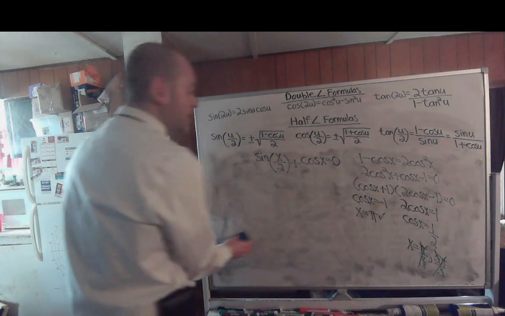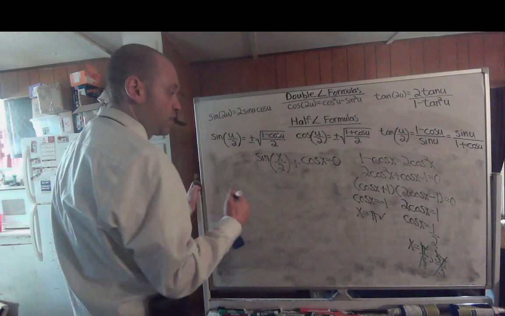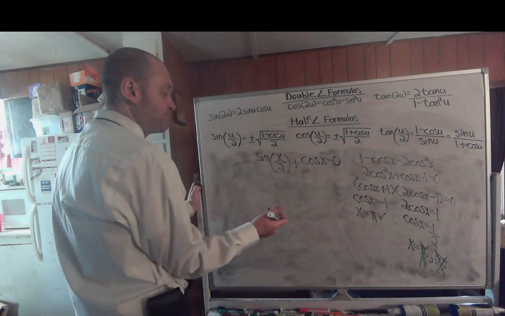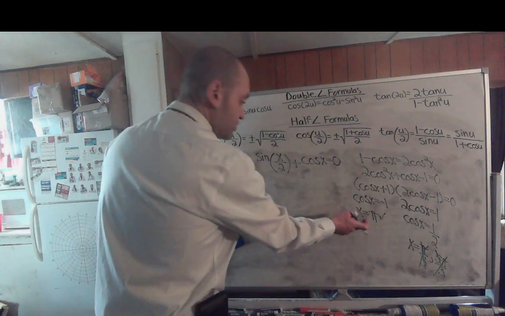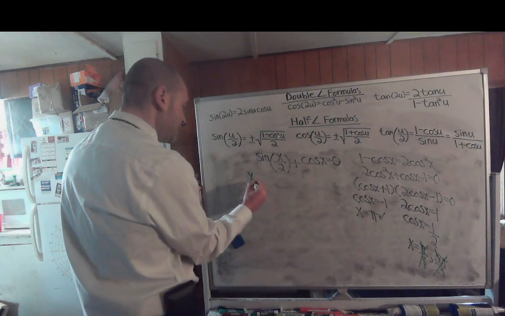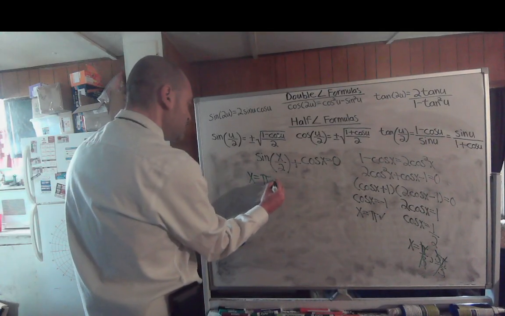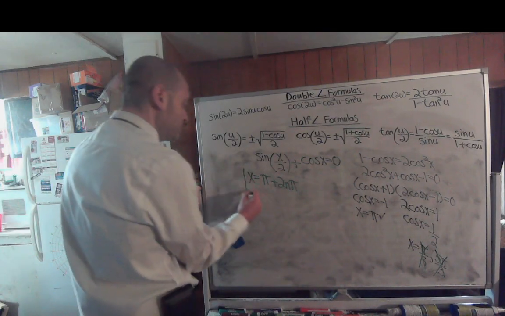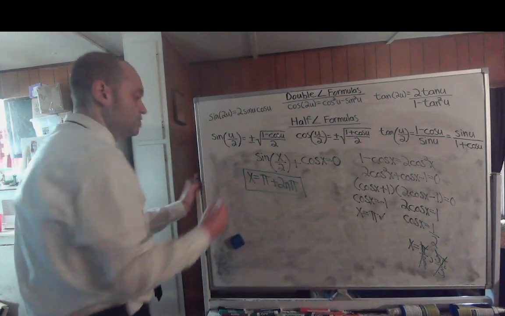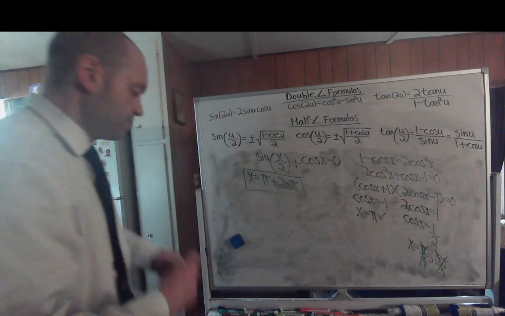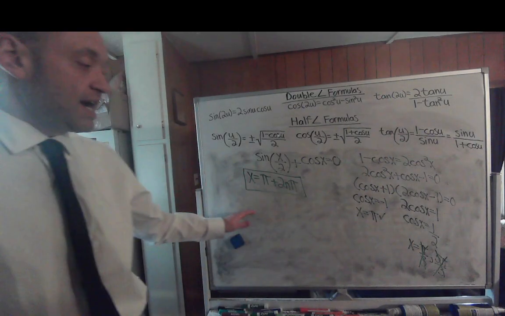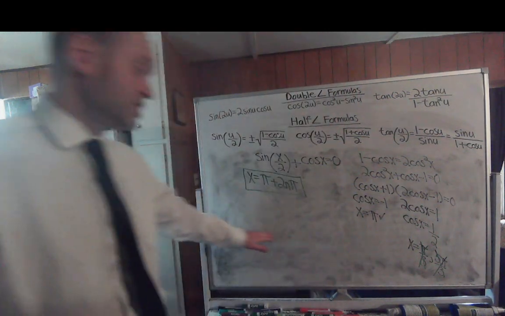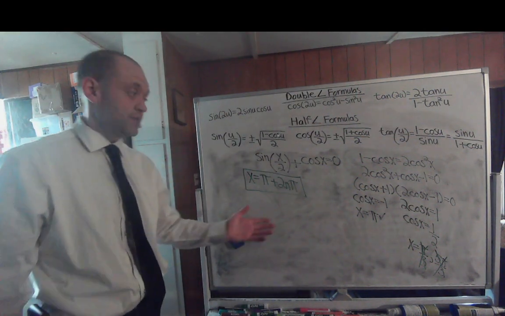But if you want to write it out for the general solution, that would just be x equals pi plus 2n pi. And that would be the best we could get. There's only one general solution, x equals pi plus 2n pi. This is why we have to verify all of our solutions for extraneous solutions.